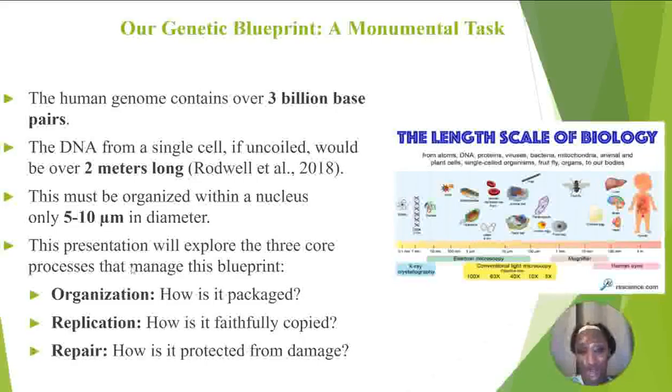So let's first talk about the genetic blueprint. The human genome contains over 3 billion base pairs. DNA from a single cell, if uncoiled, is over 2 meters long. And when it is organized within a nucleus, it is only 5 to 10 micrometers in diameter. So in this presentation, we will explore the 3 core processes that manage this blueprint. Organization, so how is it packaged? Replication, how is it copied? And repair, how is it protected from damage?